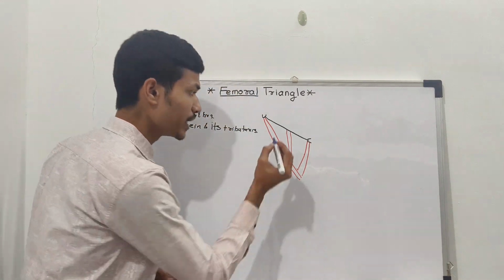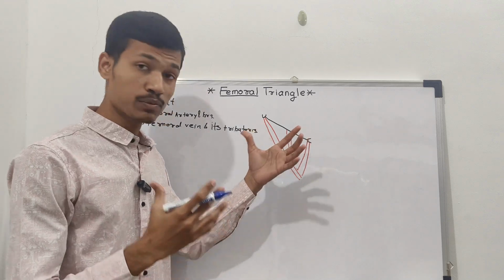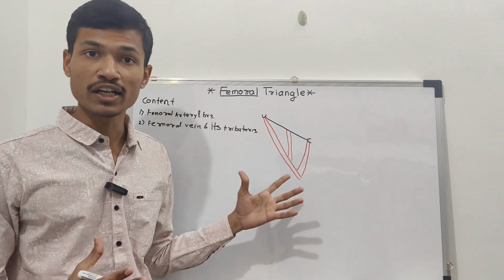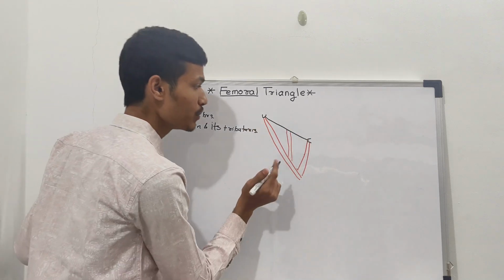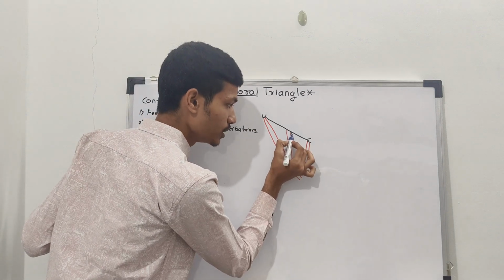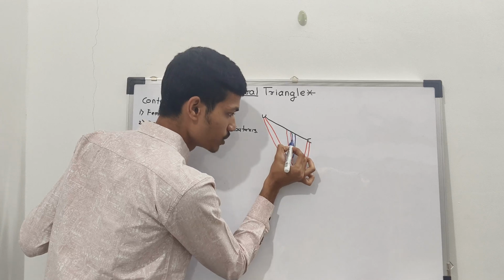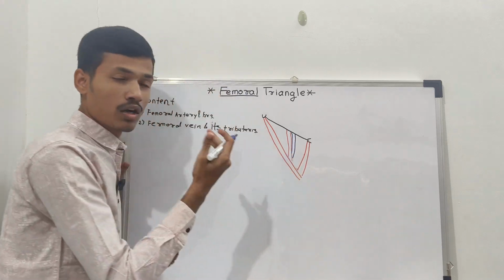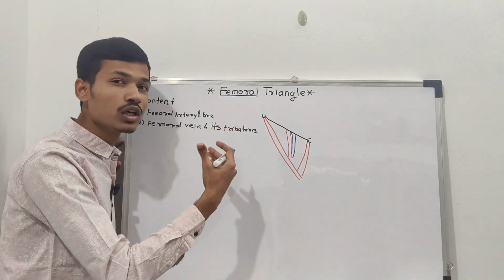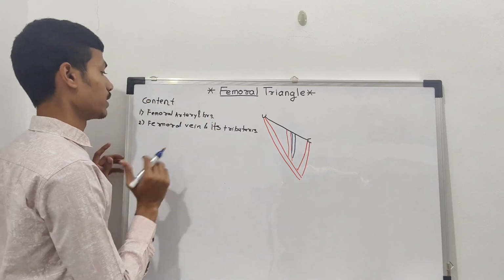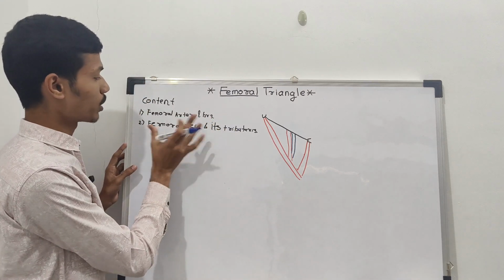Basically, the femoral vein is present. Its position with respect to the femoral artery is different. At the base, it is present medially, but at the apex, it is present somewhat posteromedial to the femoral artery. That is nothing but the femoral vein.